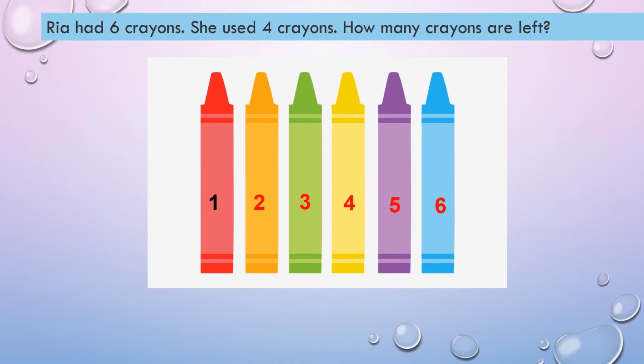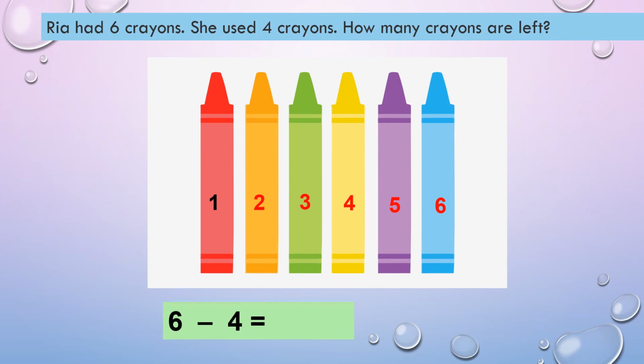Let's see one more example. Dia had 6 crayons. She used 4 crayons. How many crayons are left? So total number of crayons are 6 and she used only 4 crayons. Means we have to take out number 4 from number 6. So we can do the subtraction to find the number of crayons left. So we can do the subtraction by backward counting.